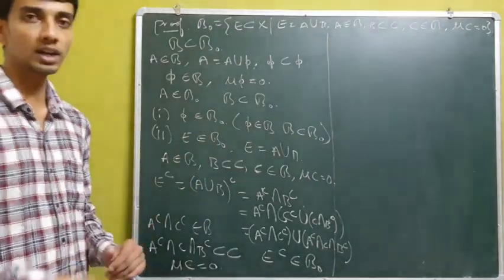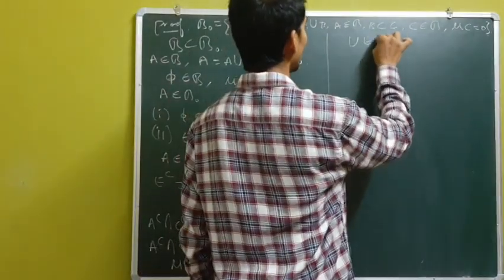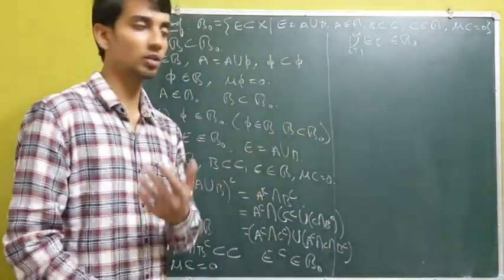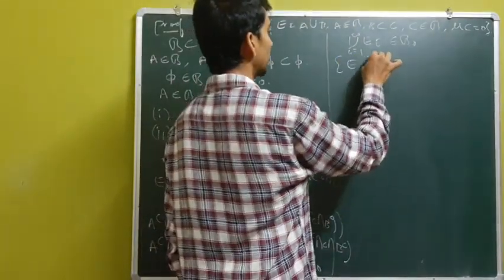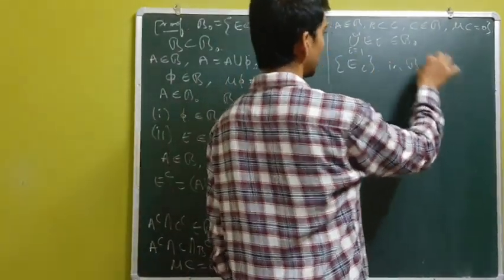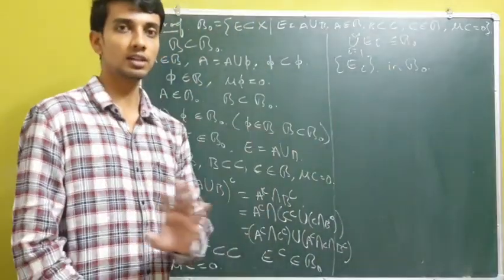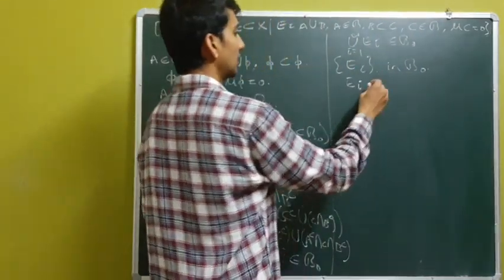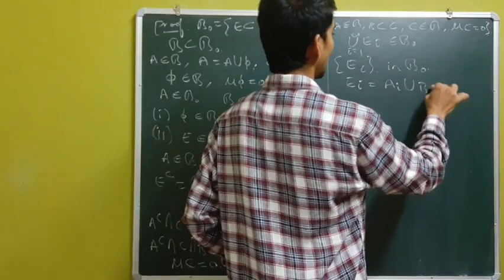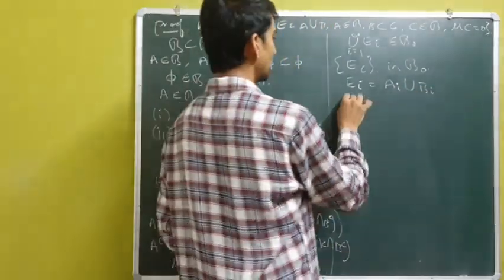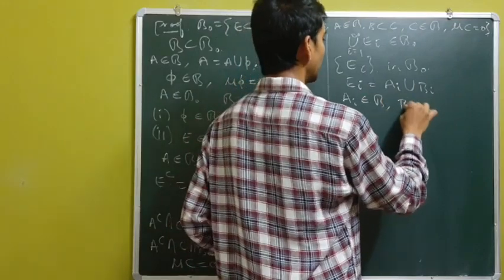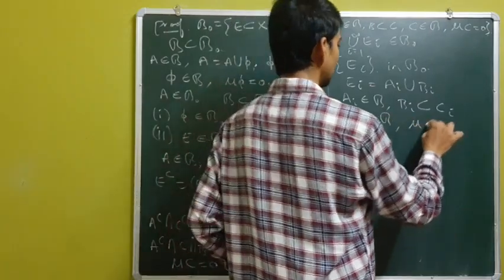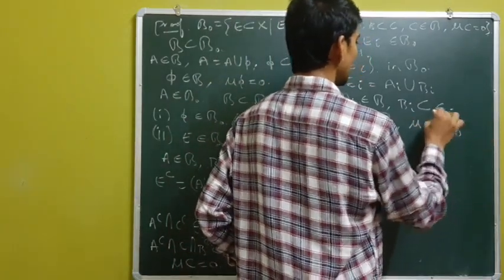Now I am remaining to prove that B naught is closed under countable union. So in order to prove B naught is closed under countable union, I will consider a sequence of sets, say E_i in B naught. By the definition of B naught, I can express elements of the sequence as a union, say A_i union B_i, again where A_i is in B, B_i is contained in say C_i, where C_i is again in B, with the measure of each C_i being 0.